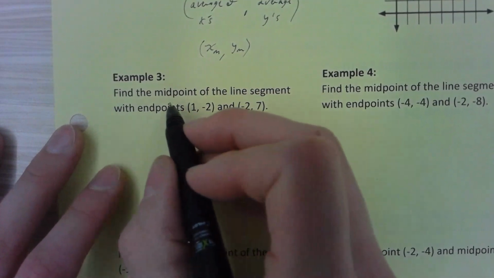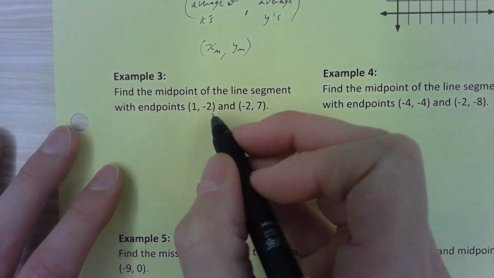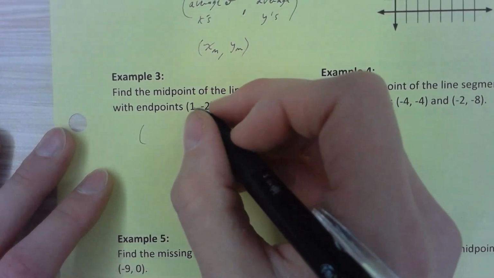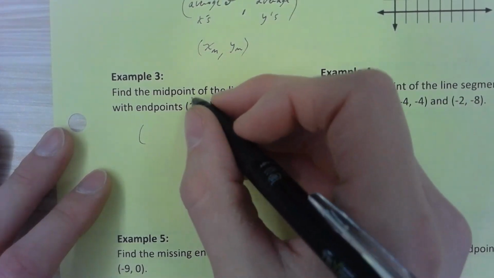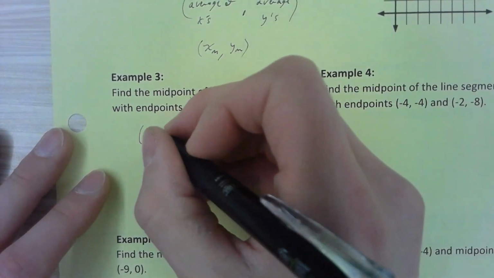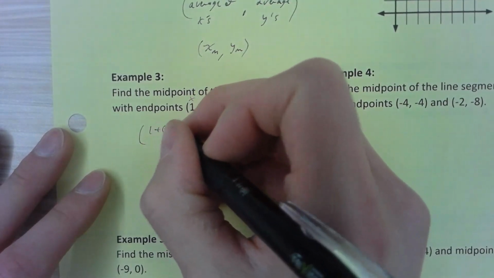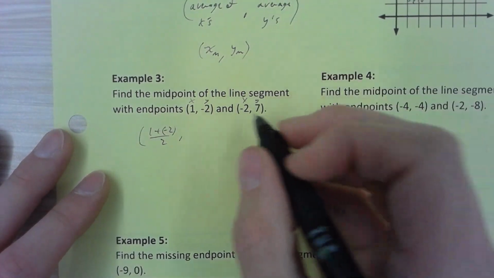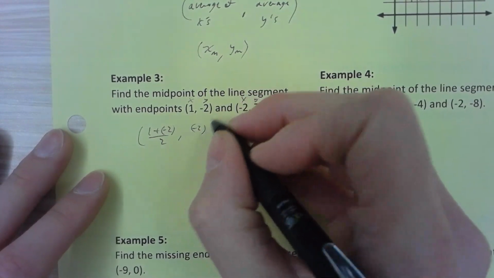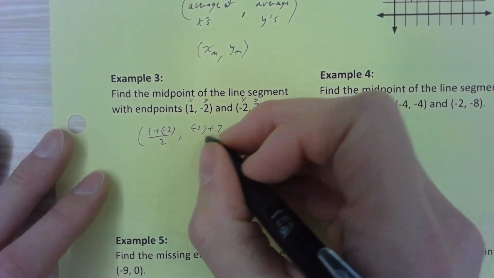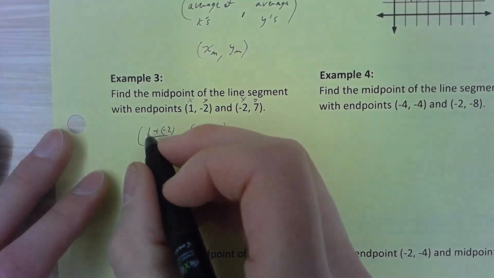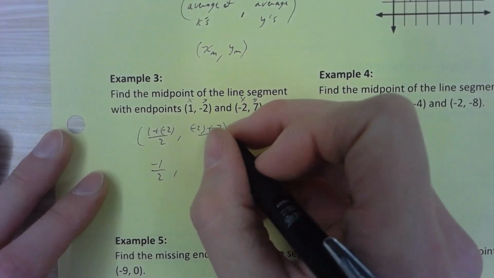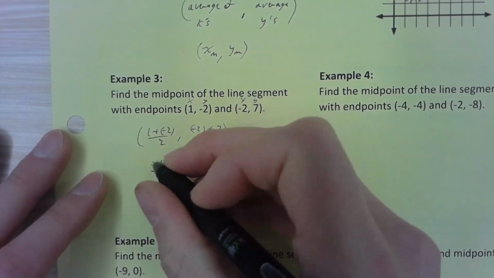So for an example, find the midpoint of the line segment with endpoints 1, -2, and -2, 7. We will find the average of our x's. So here's an x, so it's going to be 1 plus a -2 divided by 2. And then for our y's, here's a y, that -2 plus 7 over 2, and then we'll simplify. So 1 plus a -2 is a -1 over 2. -2 plus 7 is 5 over 2.